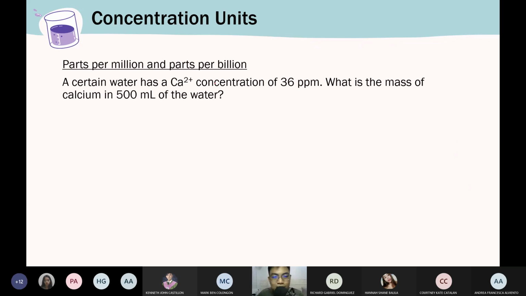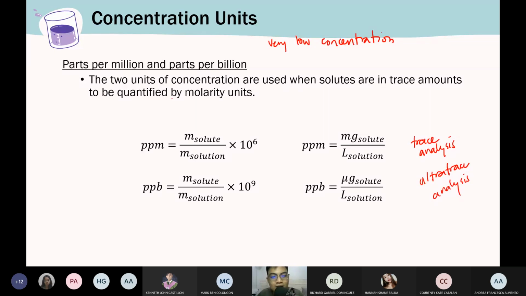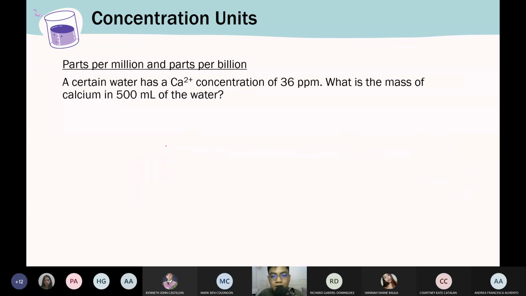So let's go back to the problem. So for the parts per million, also referred to as ppm, and the parts per billion, also referred to as ppb, madali lang yung solving dito. Wala nang mole something something. Okay? So let's try to look at this problem. A certain water has a calcium concentration of 36 parts per million. What is the mass of calcium in 500 ml of the water?